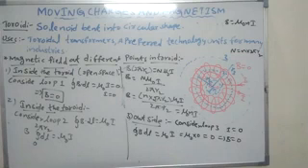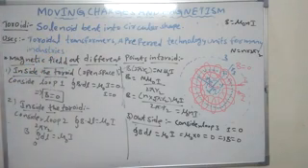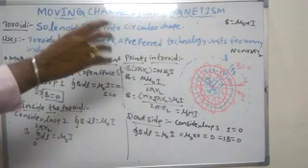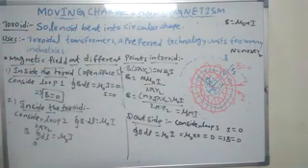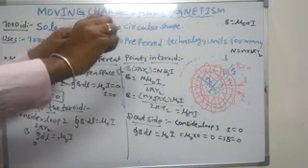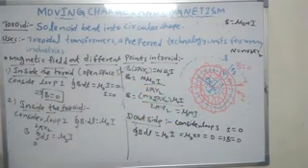Okay. Next, our topic is the toroid. What is meant by a toroid? A solenoid bent into circular shape. Suppose this is a solenoid, and you bend it into a circular shape. That is called a toroid. It's the same solenoid bent into circular shape, and that is called a toroid.